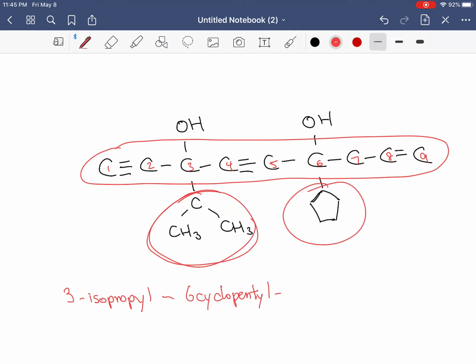If you remember correctly, this is what we're going to have to do. We write non, which stands for your 9 carbon longest chain. And you will indicate where your triple bond is first: 1,4-diyne. Then you indicate where your double bond is: 8-ene. Then you indicate where your alcohol is: 3,6-diol. Alright?